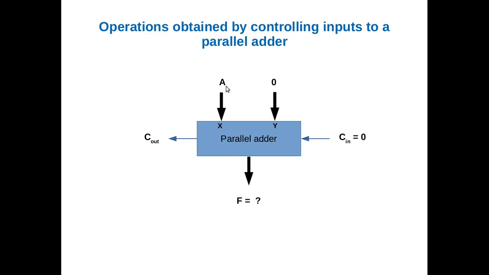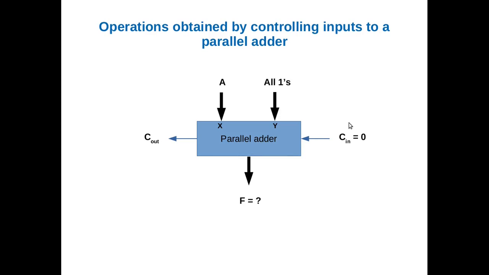Then X input is A, Y input is 0, Cin is equal to 0. Here F is equal to A, because A plus 0 plus 0 gives F equal to A. Just transfer A from input to output. Then another case is X input is A, Y input is 0 and Cin is equal to 1. Here F is equal to A plus 1, or increment operation, because A plus 0 plus 1.